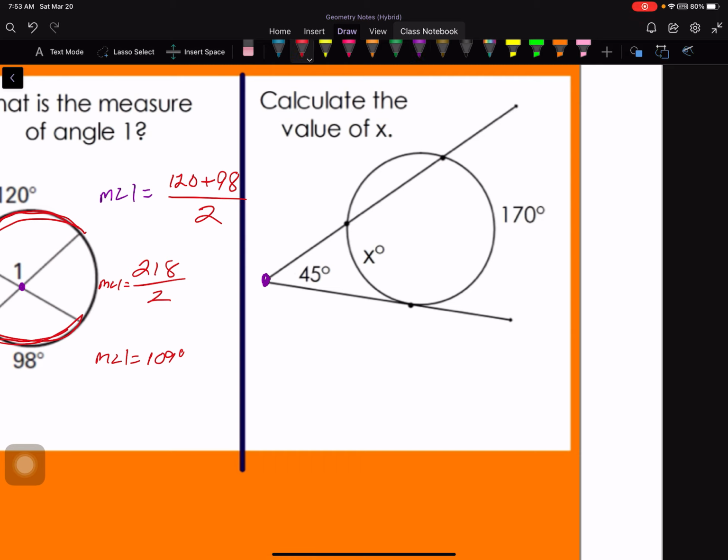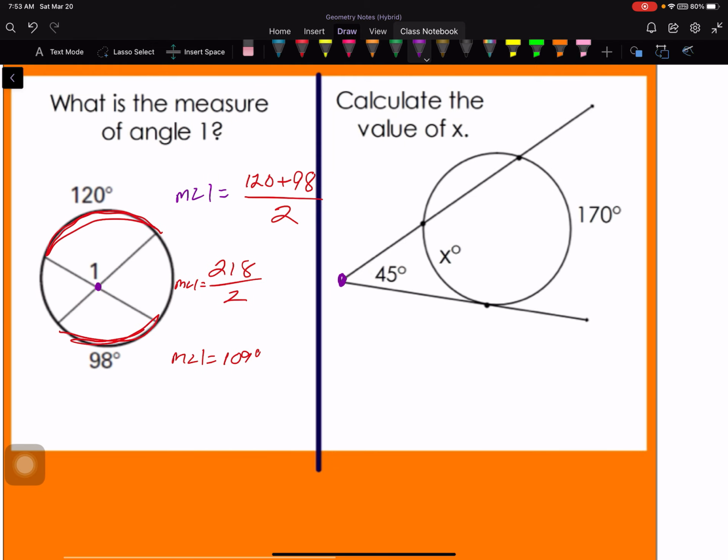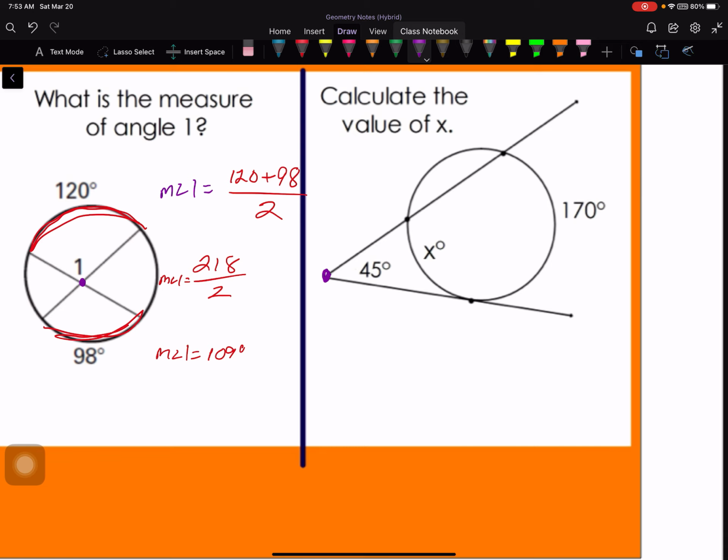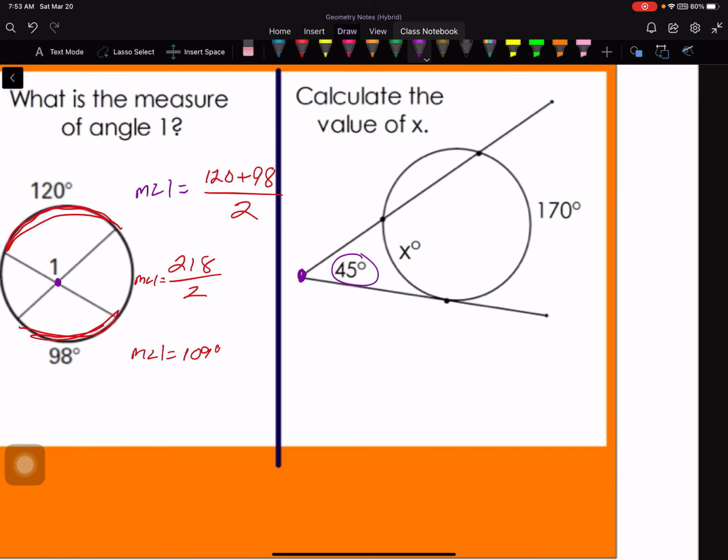So here's our big arc. Here's our small arc. But in this case, we already know the angle measure, but we still want to set everything up the same. So you always start with your angle, the measure of angle 1 is usually what we're calling it. But we know the measure of that angle. It's 45. So 45 equals, then you take your big arc, 170, minus your small arc, x, and you divide that by 2.